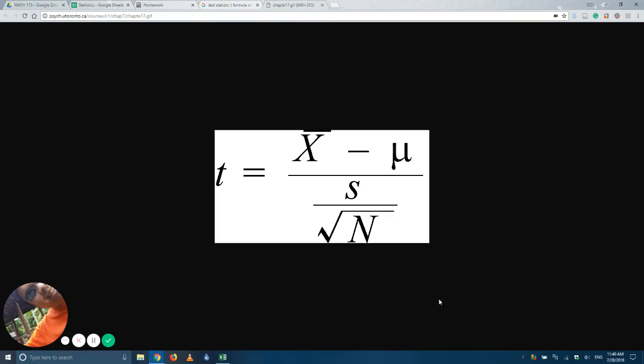So for this video, I will be showing you how to calculate the test statistic for t's. Okay, so the t test statistic. So this is the formula we'll need.